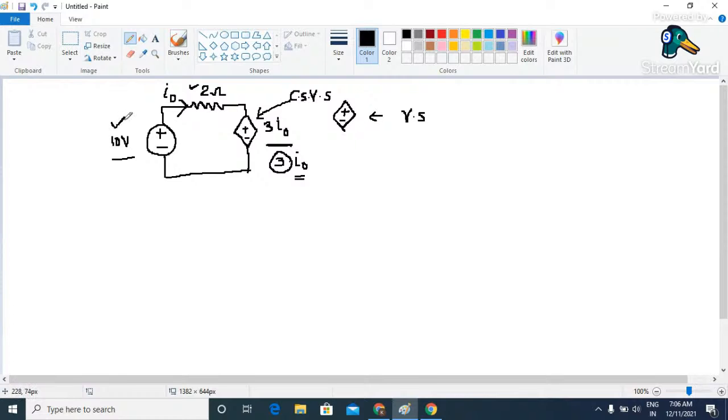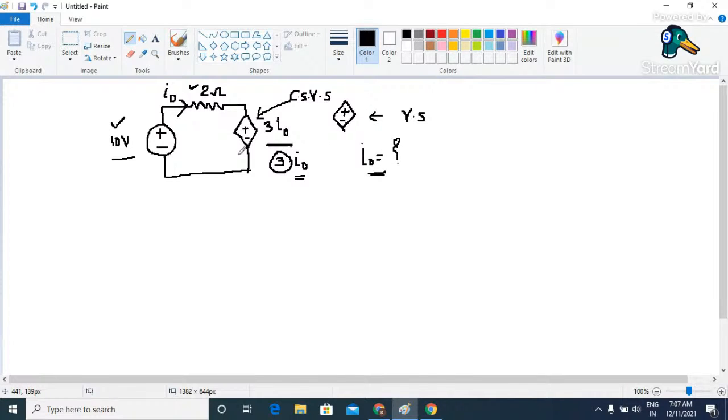The first one is a voltage source of magnitude 10 volt. Then we have another active element, but of the dependent kind, which is a current controlled voltage source, and the magnitude is 3 I naught. And then we have a passive element of resistive nature, and the value is 2 ohm, and the current flowing through this circuit is I naught. The objective is to calculate the value of this I naught. What will be the value of I naught?